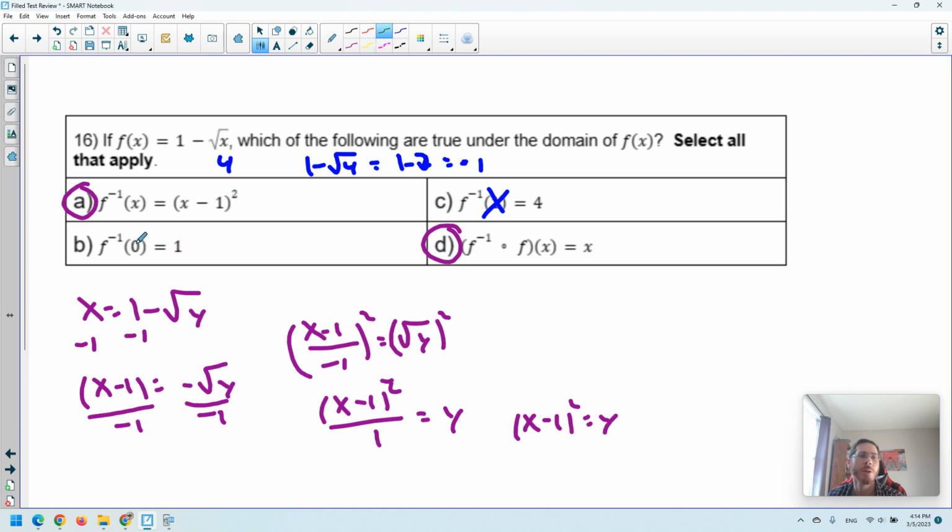Likewise here, if I plug in 1 for my x value, I should get 0 as my y value out. 1 minus square root of 1 is 0. That one does check out. So I think I'm going to pick that one also. I definitely like B. This question, there's a little bit of trouble with some of the ideas behind A and D. So just be a little careful with A and D, but B is definitely true. So that's what we got for 16.